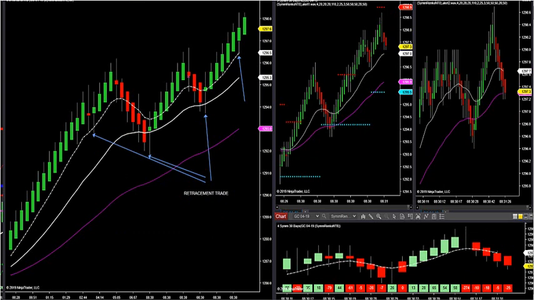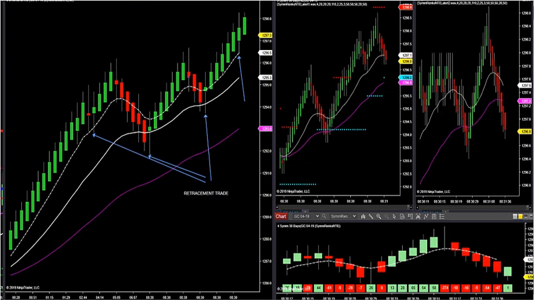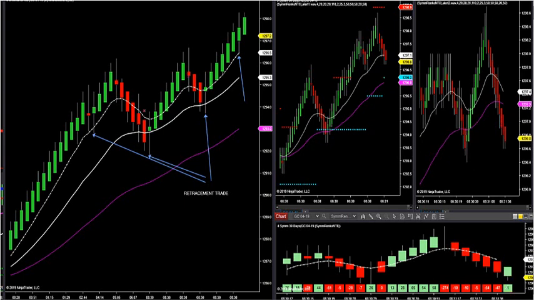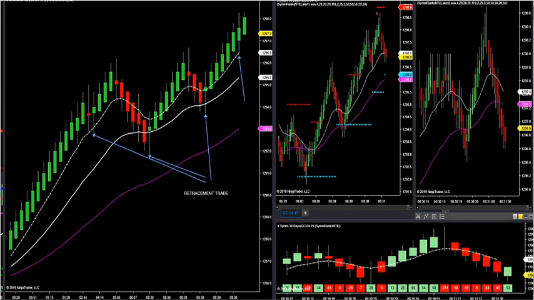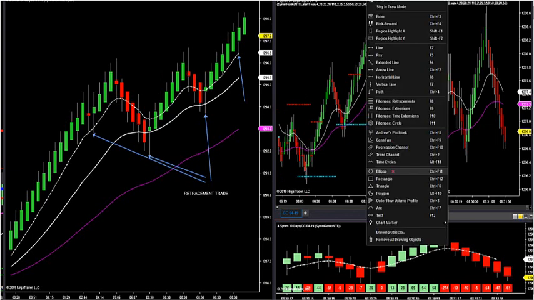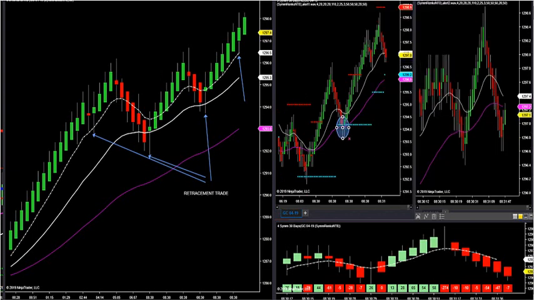Red bar comes in. My filters tell me that's wrongly positioned traders or counter trend traders coming in. Since I know the counter trend traders are coming in, where are my sim dots? So I'm looking for a retracement trade. My sim dots called the low on these last two trades. Let's look at this last trade specifically.